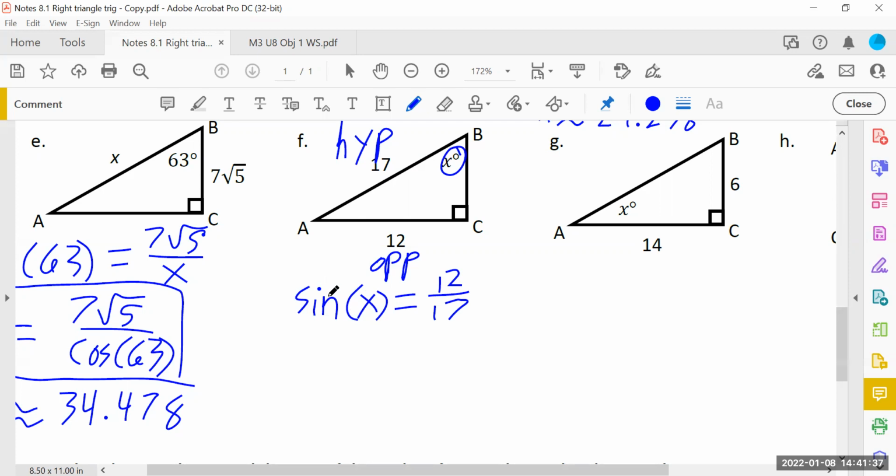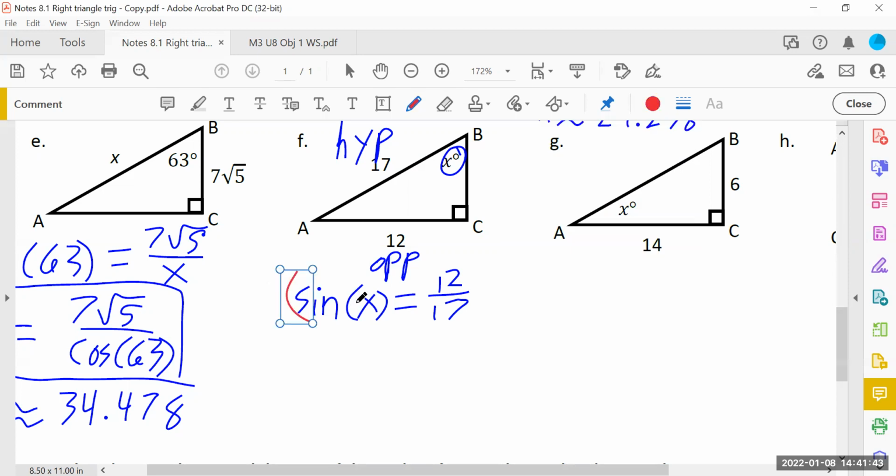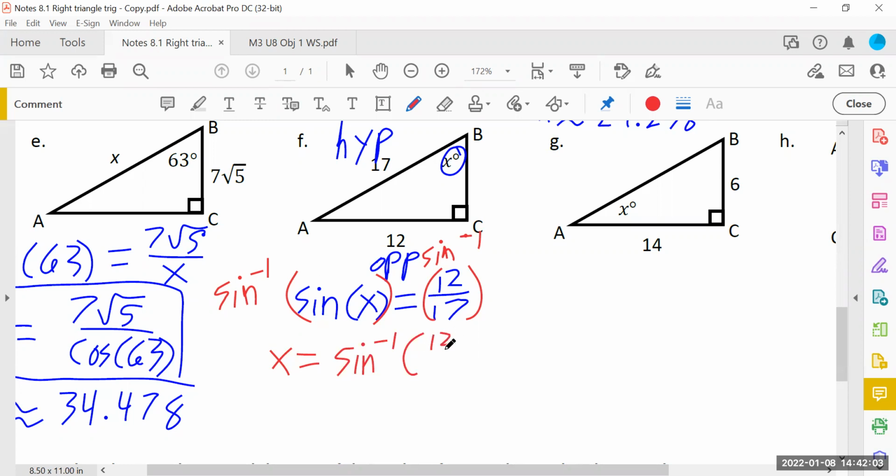So to do that, I'm going to take the inverse sine of both sides. Technically what I'm doing, although you almost never write this all the way out, is taking the inverse sine to the -1 power of both sides. Same thing over here. The sine to the -1 and sine are going to cancel out, and I'm going to be left with just x is equal to the inverse sine of 12 over 17.